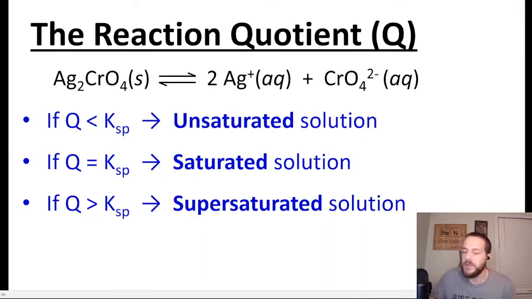And then finally, if you have a situation in which Q is greater than KSP, then what you have is something called a supersaturated solution, which theoretically has more than the allowable amount of ions dissolved in it. In most cases with a supersaturated solution, solid will quickly precipitate out because the equilibrium wants to shift in the leftward direction toward reactants. However, there are some situations in which you can have a supersaturated solution that does not immediately precipitate, but those solutions tend to be very unstable, and if they are disturbed, they will precipitate rather quickly.